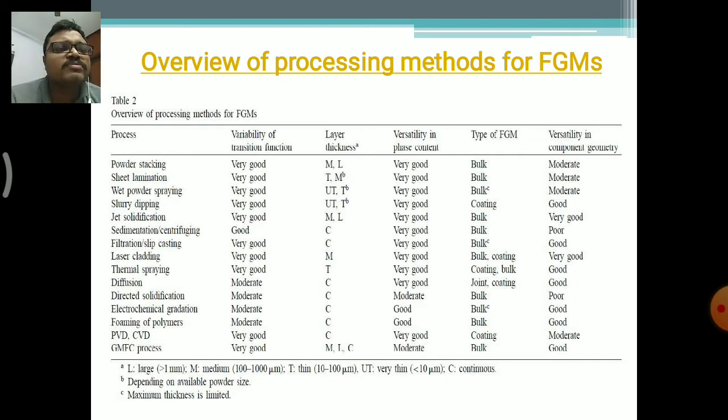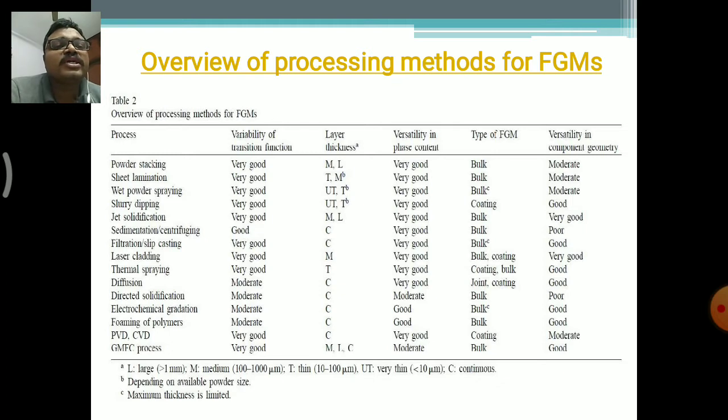The last column is the versatility in component geometry. What basic geometry do the different types of process take? It can be moderate, good, very good, or poor also. There are two types of process, sedimentation and centrifuging, and direct solidification is in poor condition also. So this chart shows the overall condition of the processing methods for FGM.